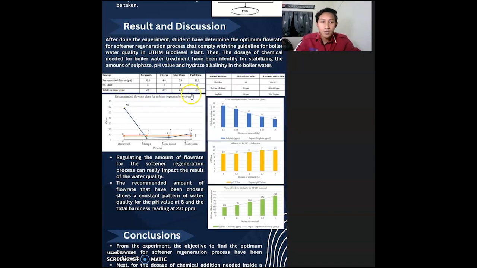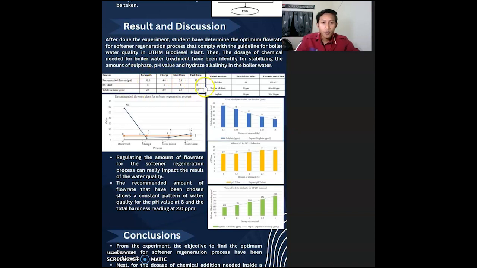In the left section of the result and discussion, you can see this is the table for the recommended or optimum flow rate that has been identified by students throughout the experiment. And this is the chart for the optimal flow rate for the softener regeneration process. As you can see, for the recommended flow rate for the backwash process, students identified that 58.0 was the optimum flow rate, and the charge process requires a much lower flow rate at 4.0 psi, the slow rinse process at 5.0 psi, and the fast rinse process at 12.0 psi.